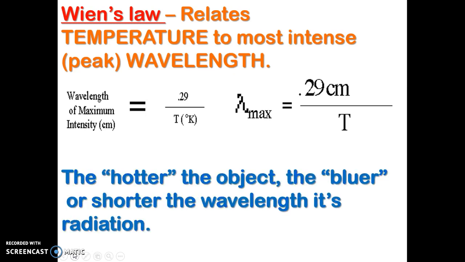The hotter the object, the bluer or the shorter the wavelength it is. So Rigel, that blue star we saw on the top of Orion, is blue. Betelgeuse on the other side, opposite it, is orangish red. So obviously Rigel is hotter because it gives off blue light, and Betelgeuse is orangey or red, so it gives off cooler light. It's a cooler star.